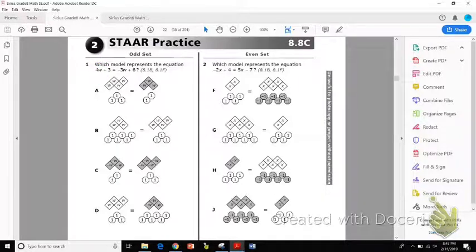So then let's look at letter D. Here we do have 4w and 3 positive units. Great. Yeah, that does satisfy that side of the equation, or that expression. Looking at the other side here, here's the negative 3w and the positive 6 units. So that does also satisfy that as well. In this case, ladies and gentlemen, letter D is the correct answer.